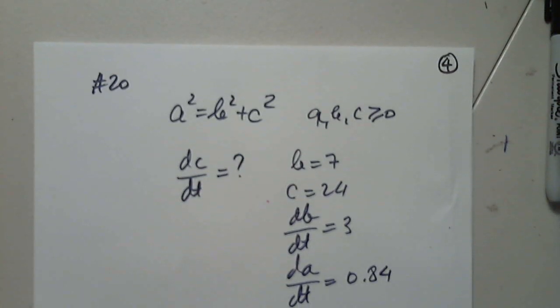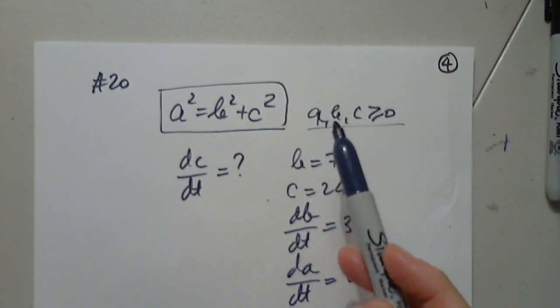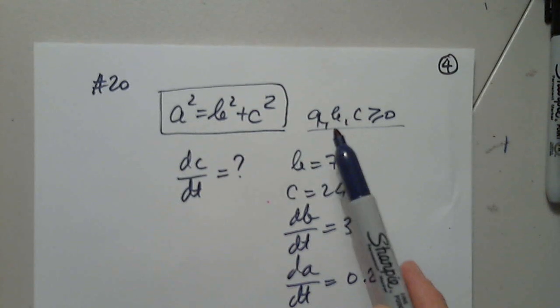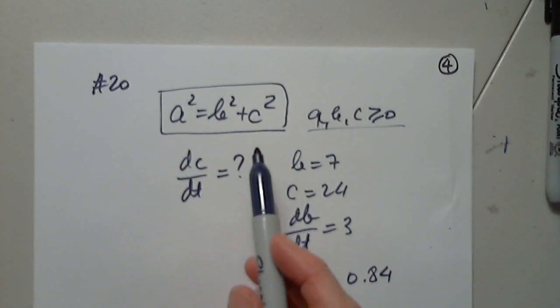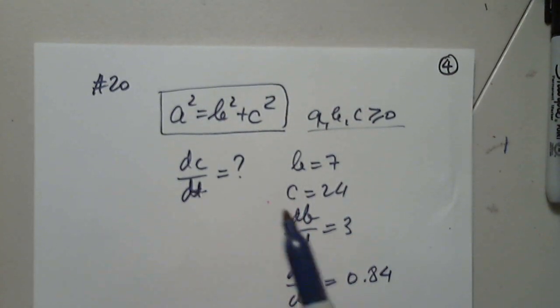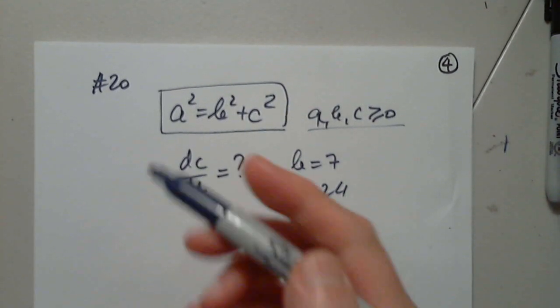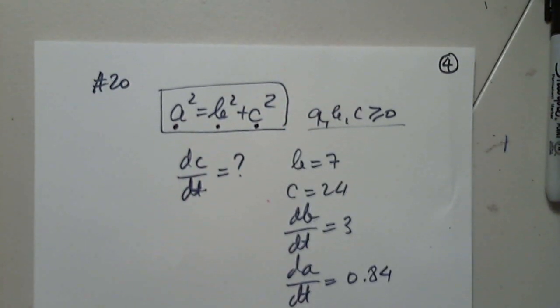So let's discuss this. We have an equation. They're telling us that, so this appears to be the quadratic formula. They're telling us that A, B, and C are greater than or equal to 0. And they're asking us to find the derivative of C with respect to T, knowing that, as you see, A, B, and C, all of them, I'm going to put a little dot underneath. All of them are functions of time, or whatever variable. T doesn't have to be time, it can be anything.